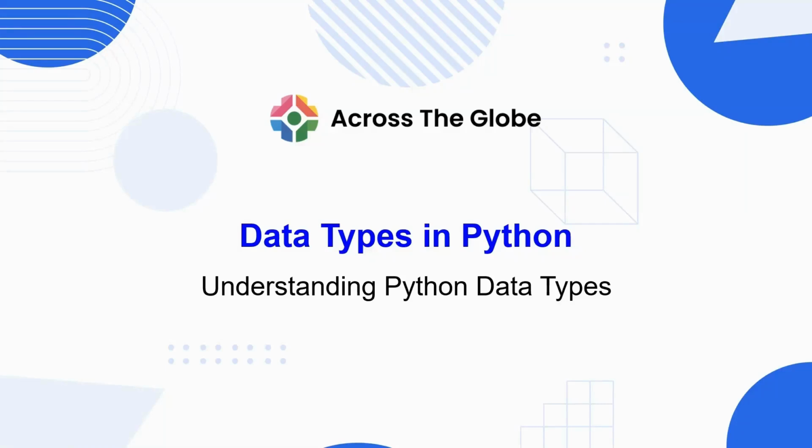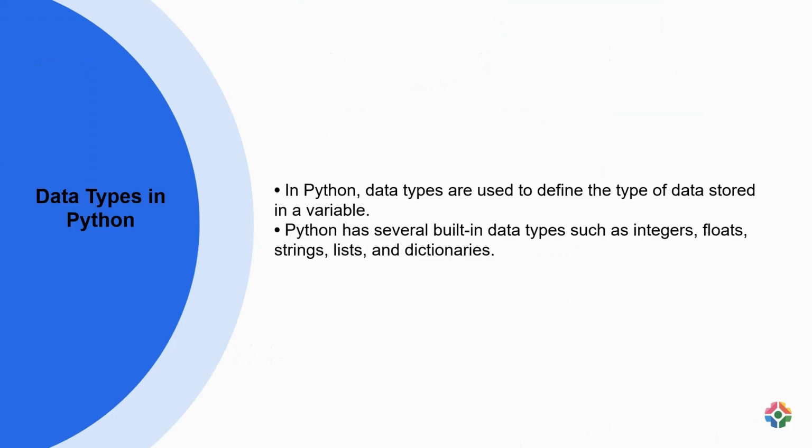Today we will learn about data types in Python. Data types in Python are used to specify the kind of data stored in a variable. Examples of built-in data types in Python include integers, floats, strings, lists, and dictionaries.